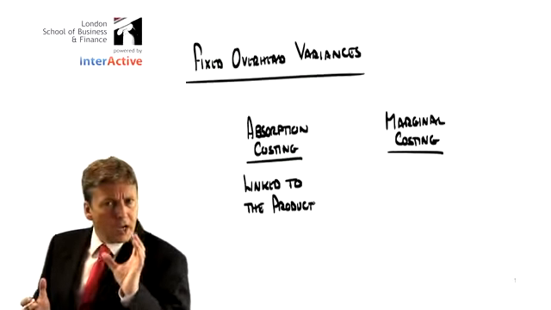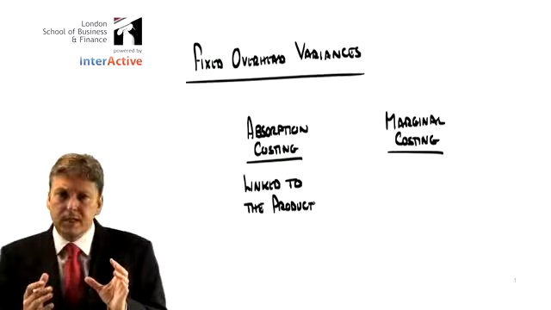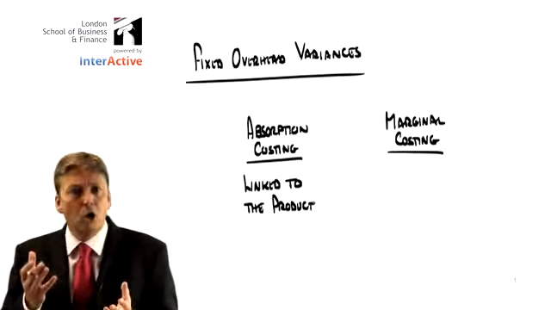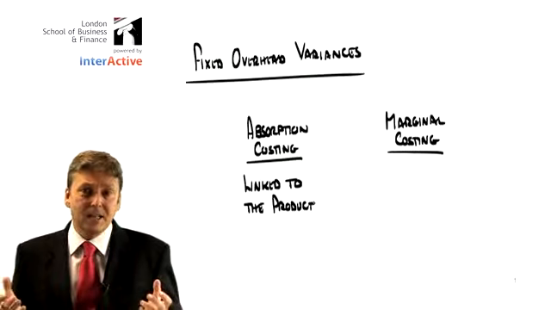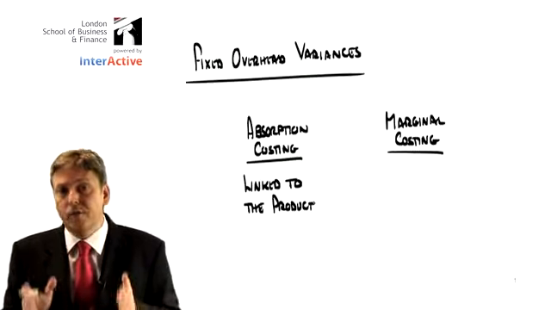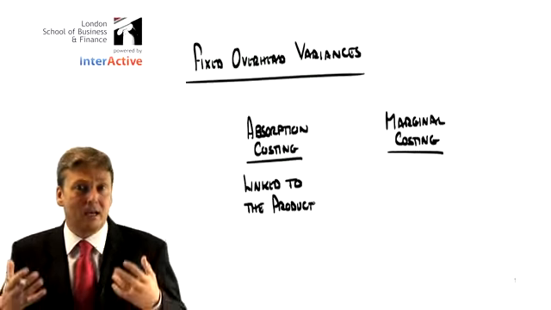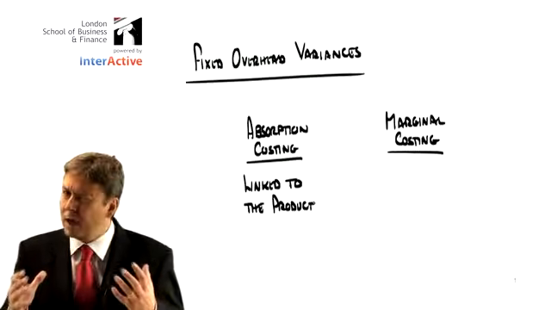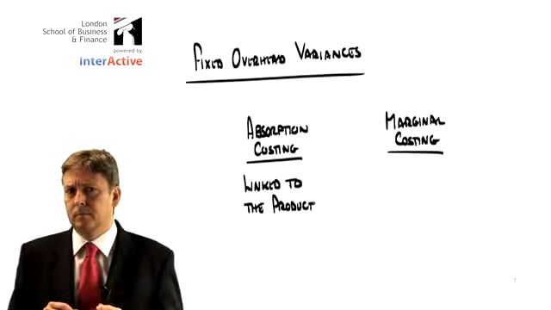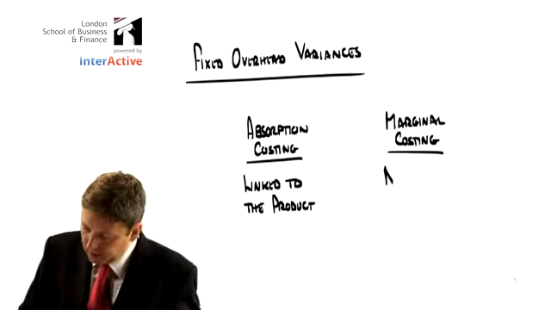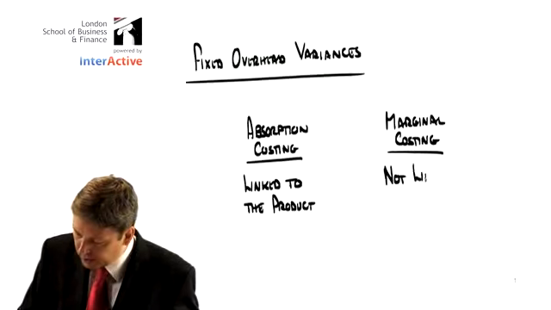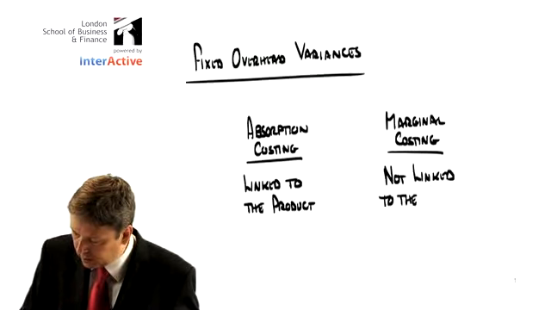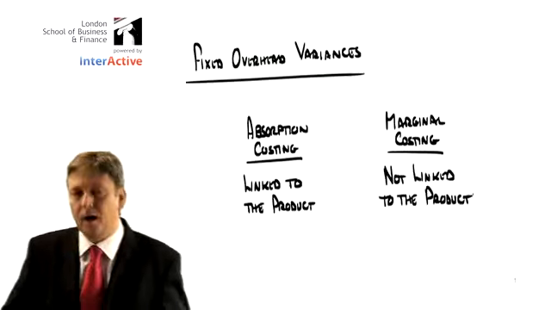Do you remember talking about absorption costing? We discussed the idea of under-over absorption. Well, in essence, when we look at our fixed overhead variances, it's exactly the same idea, although you may not see it. When we look at marginal costing, they are not linked to the product. And if that's the case, life is far, far easier.